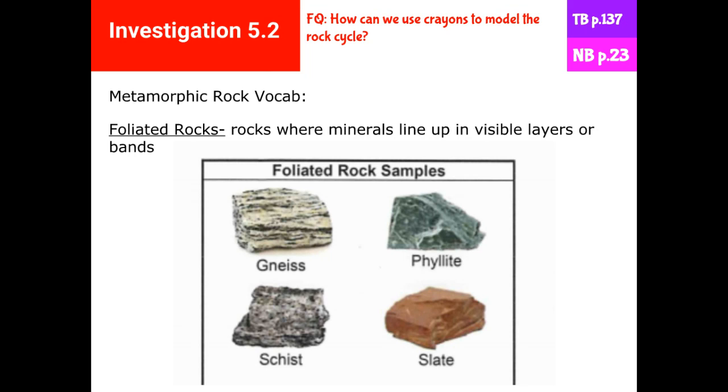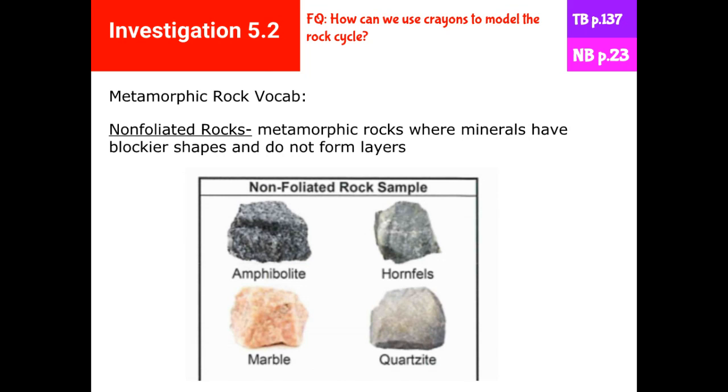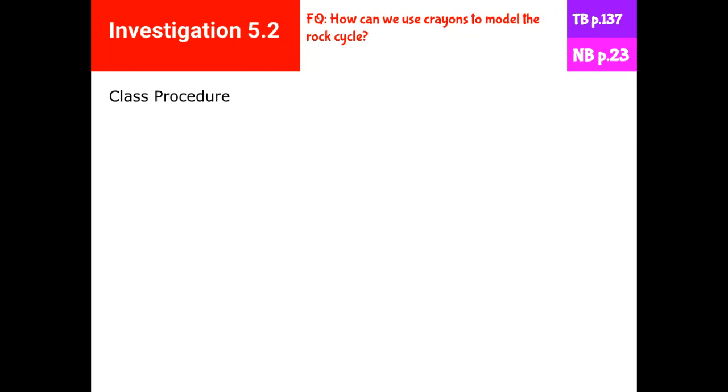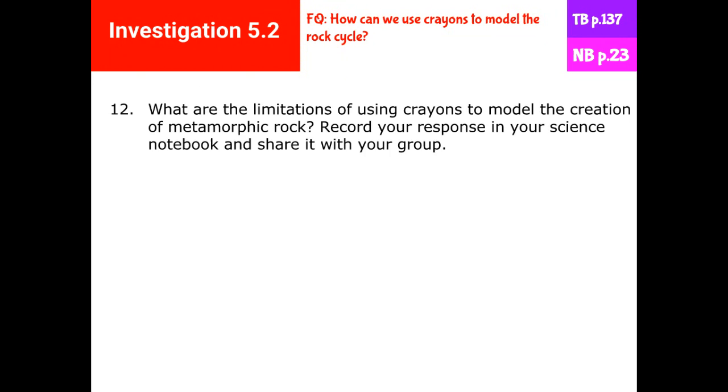Foliated rocks are rocks where minerals line up in visible layers and bands. And non-foliated rocks are metamorphic rocks where minerals have blockier shapes and do not form layers. You're going to discuss how you're going to create a metamorphic rock and then write those class procedures down. And then talk once again about the limitations when creating a metamorphic rock.